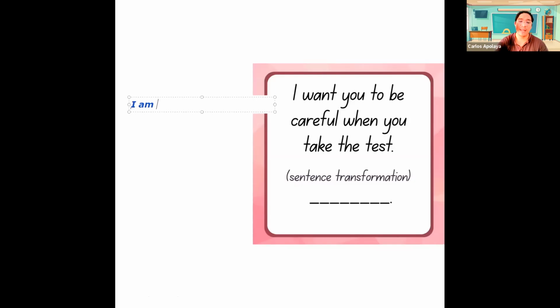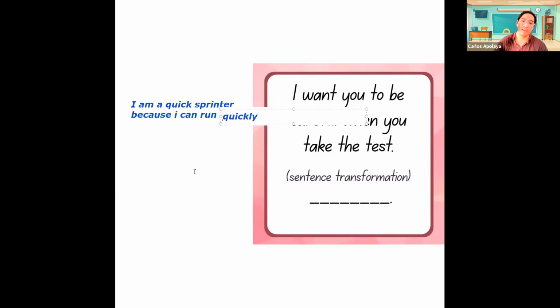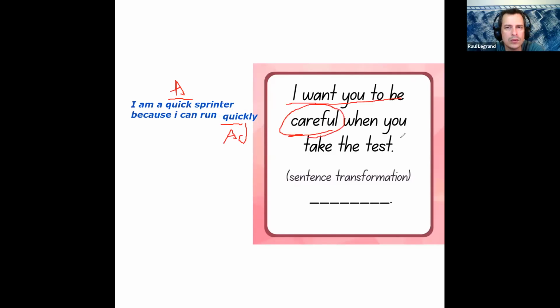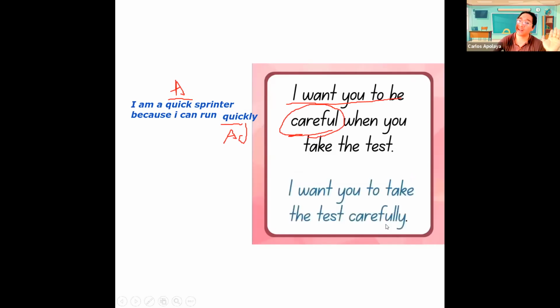For example, look at this. I am a sprinter. I am a quick sprinter because I can run quickly. You see, in this case, we have quick, an adjective, and quickly, an adverb. I want you to be careful when you take the test. So what does it mean? I want you to take the test carefully. Perfect. Got it.